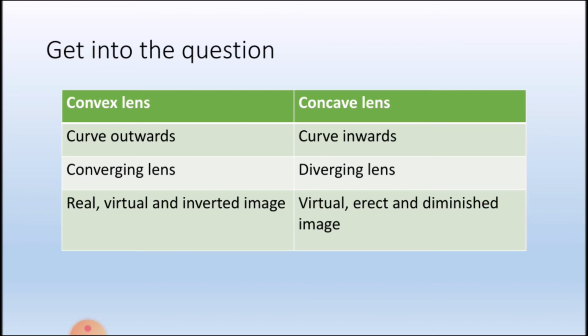There are two types of lenses: convex lens and concave lens. A convex lens has a curvature outwards, and a concave lens has an inward curvature. Convex lenses are converging lenses, and concave lenses are diverging lenses. A convex lens forms real, virtual, and inverted images, and concave lenses form virtual, erect, and diminished images, just like the opposite of the mirrors.